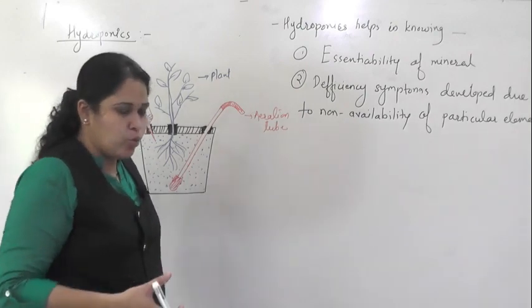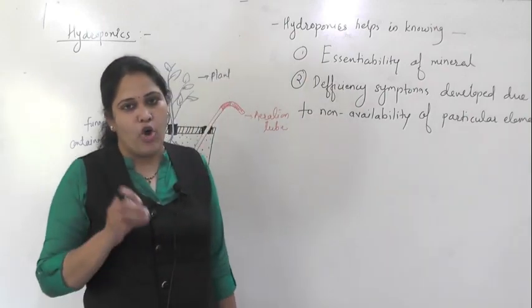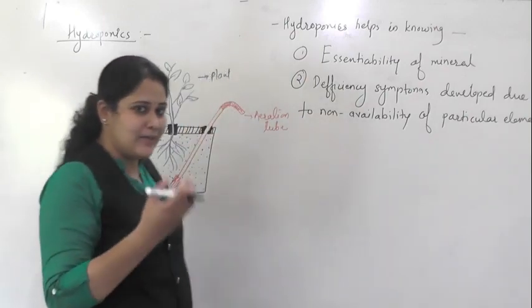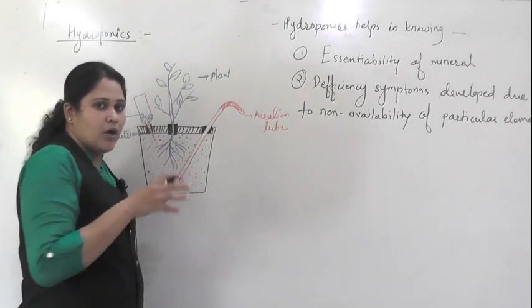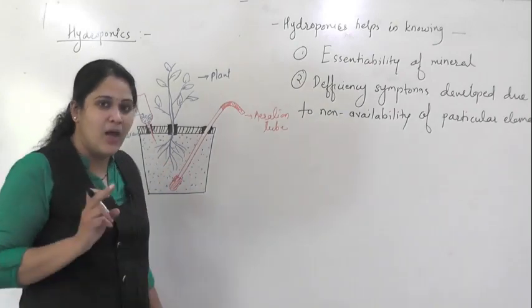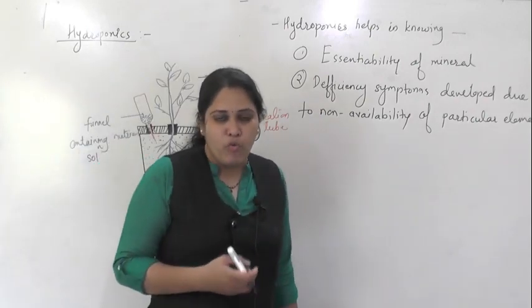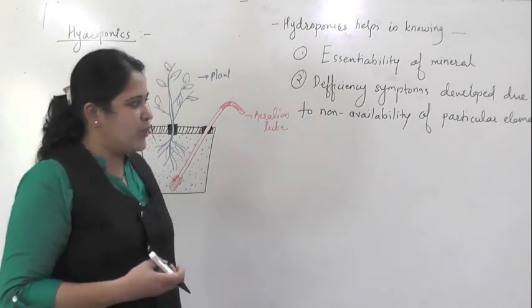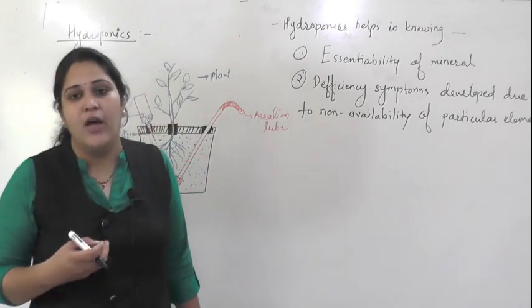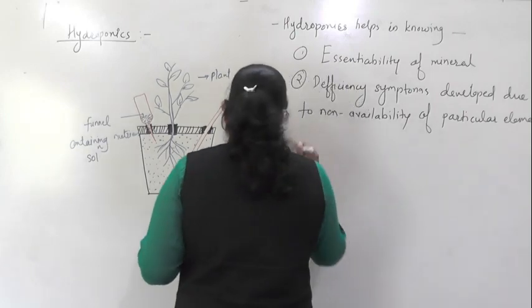We will keep two pots over there. In one pot we can put all the nutrients, and in the second pot we can omit one nutrient. Then we can compare the growth pattern of both the plants, and from that we will come to know what changes we observe when a particular nutrient is absent. So these are known as deficiency symptoms.